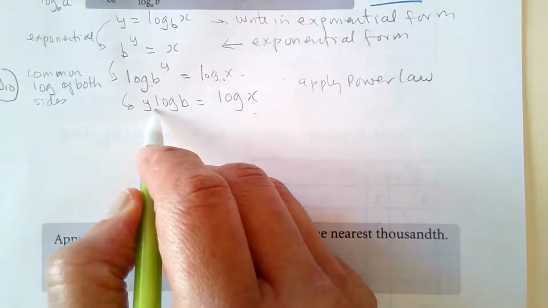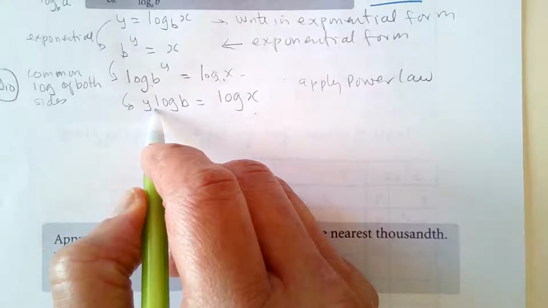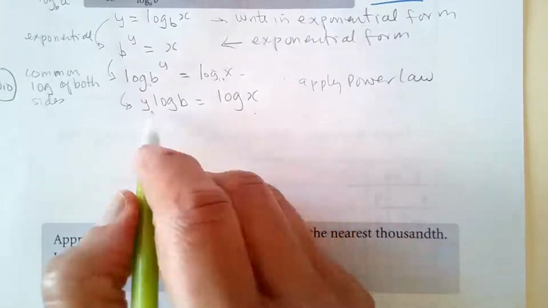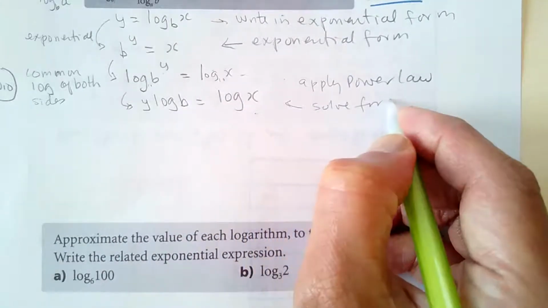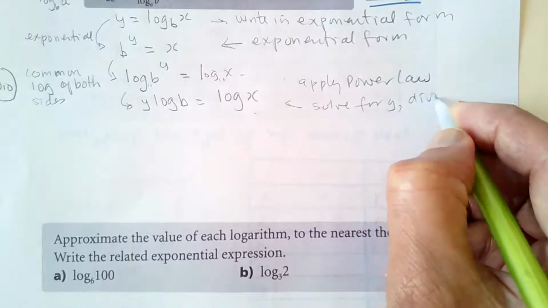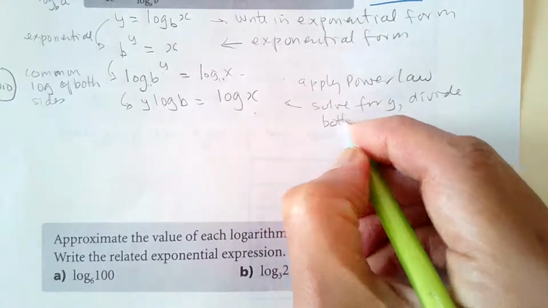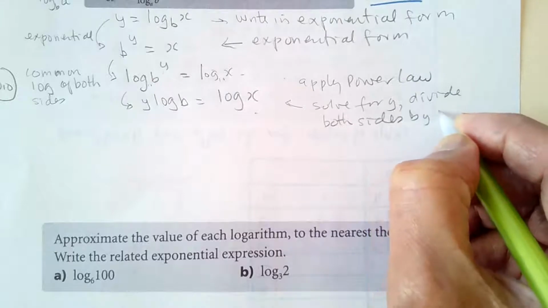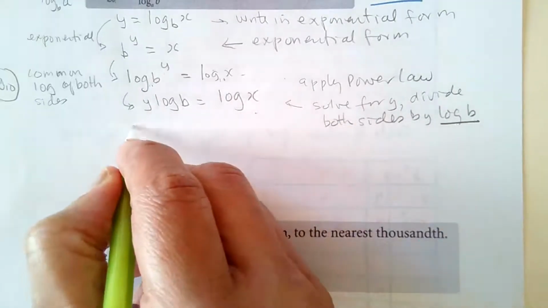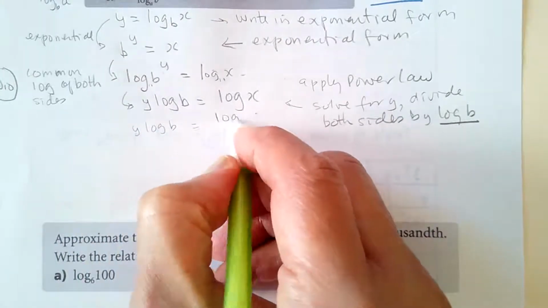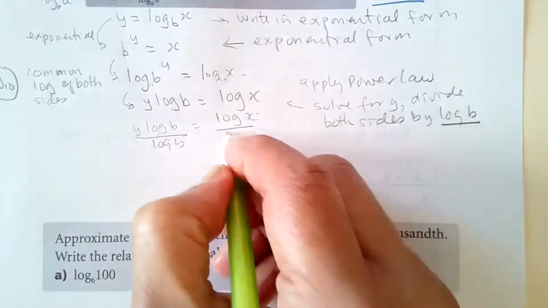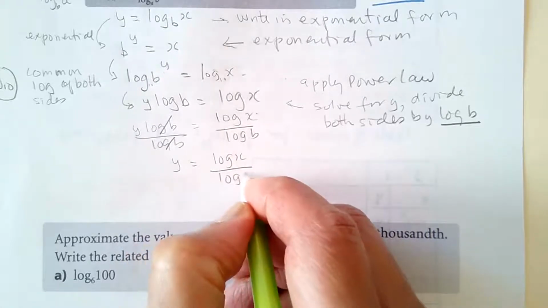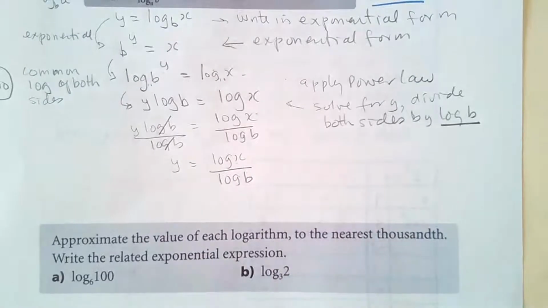Now we can solve for y by dividing both sides by log b. So I have y log b is equal to log x, so y is equal to log x over log b. Now these are all base 10 still, don't forget that.